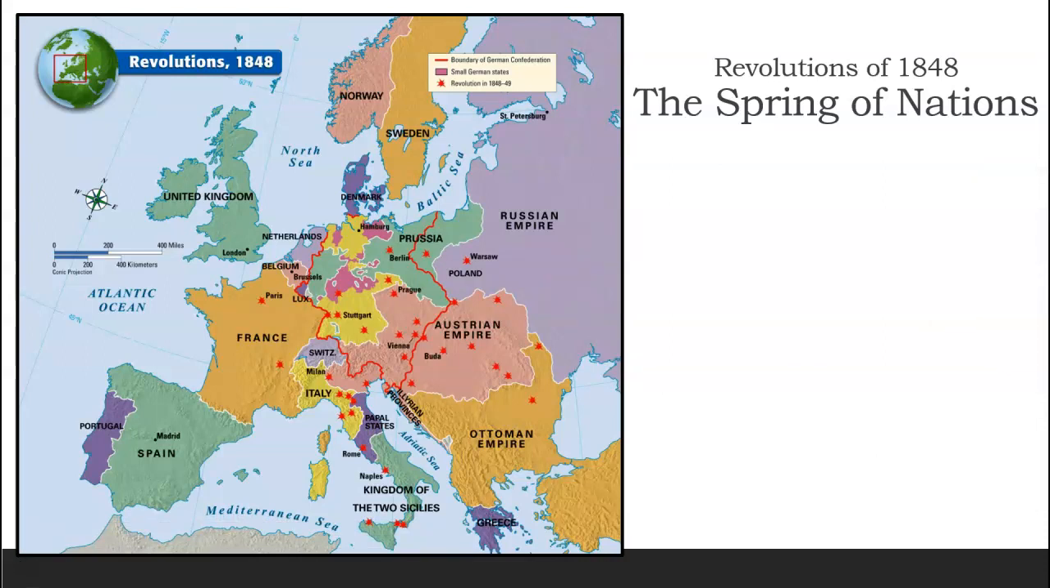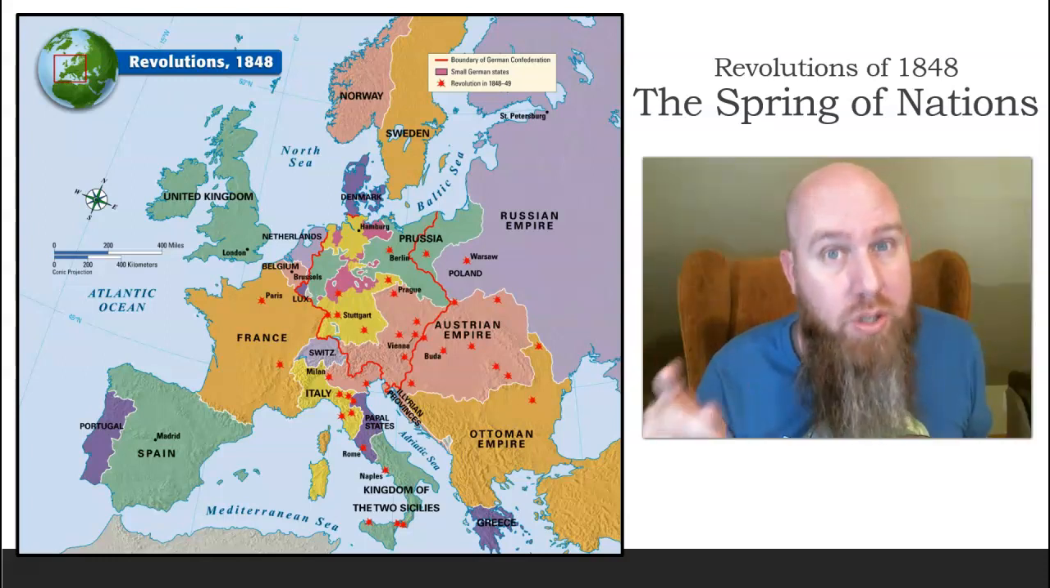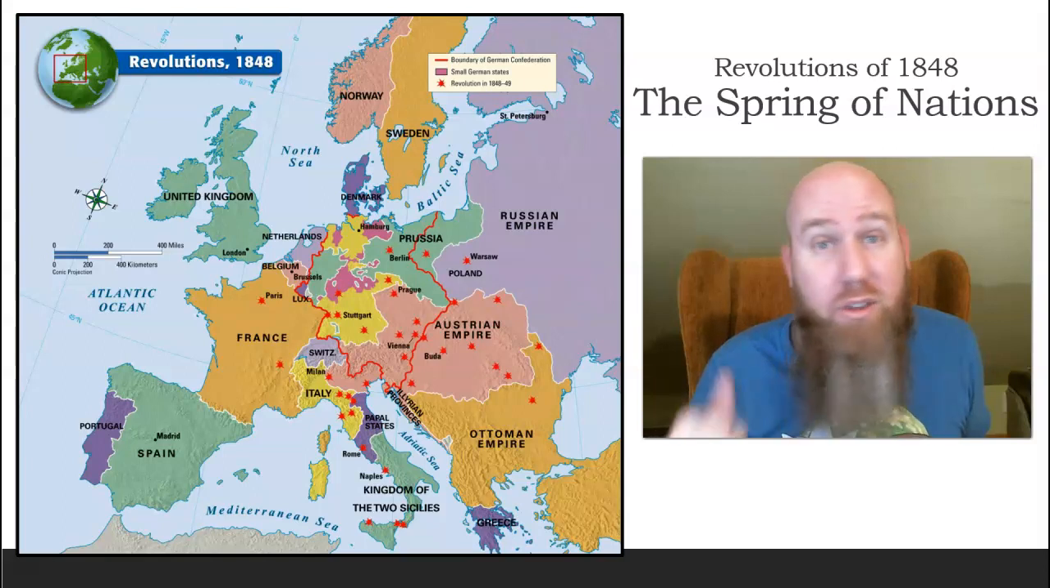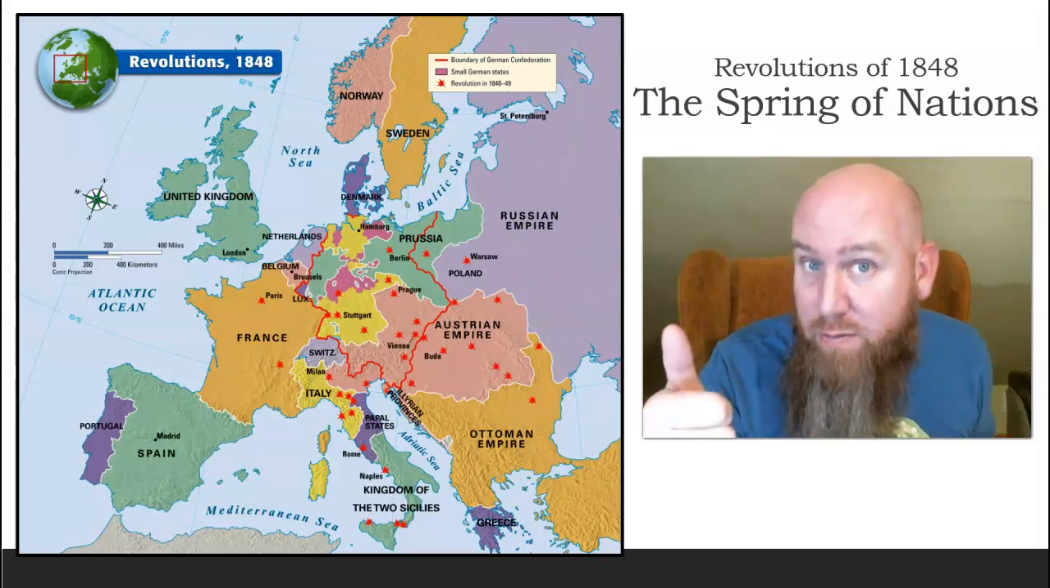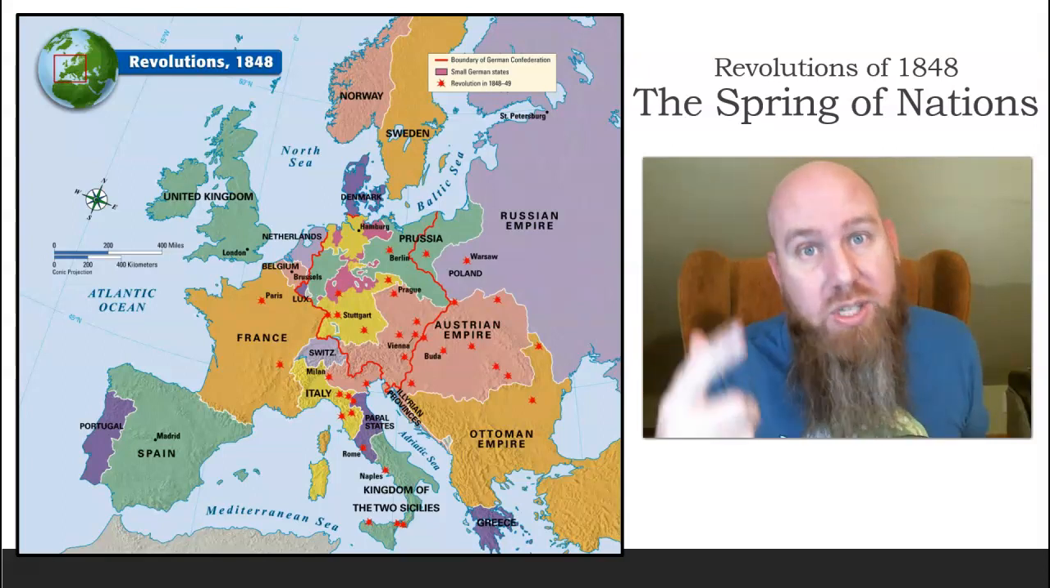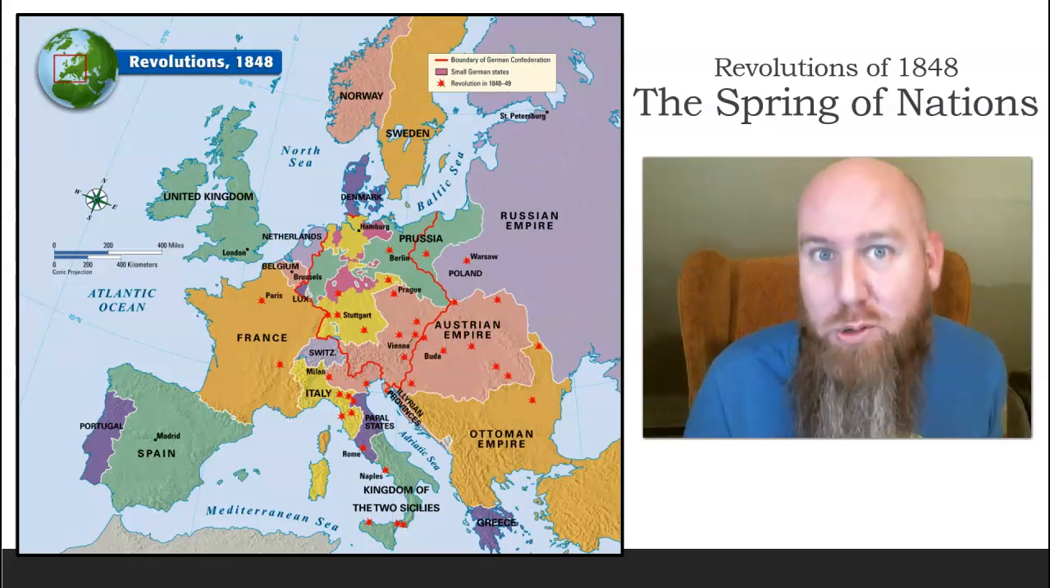A lot of those revolutionaries, particularly the ones in Germany and the ones in the Austrian Empire, ended up coming to the United States in order to escape persecution for their actions and also to pursue democracy. A lot of those northern soldiers that fought during the Civil War, they were either Irish folk that had just escaped that famine or they were German folk that were escaping persecution for being revolutionaries.